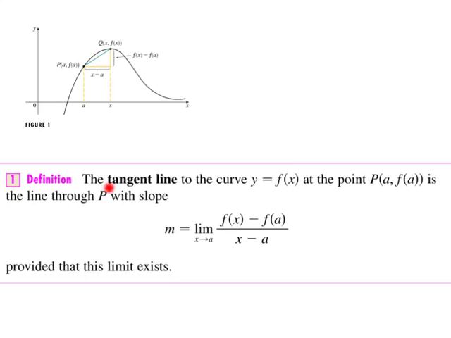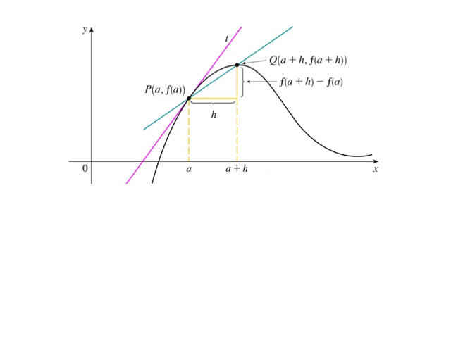So here's the formula. The tangent line to the curve has this slope. So the curve is y equals f(x), the point is (a, f(a)), and at (a, f(a)) you have a tangent line through P, and again, here's the slope, provided that this limit exists. Now what we're going to do with this picture is just look at how the same exact scenario plays out if we label the points differently.